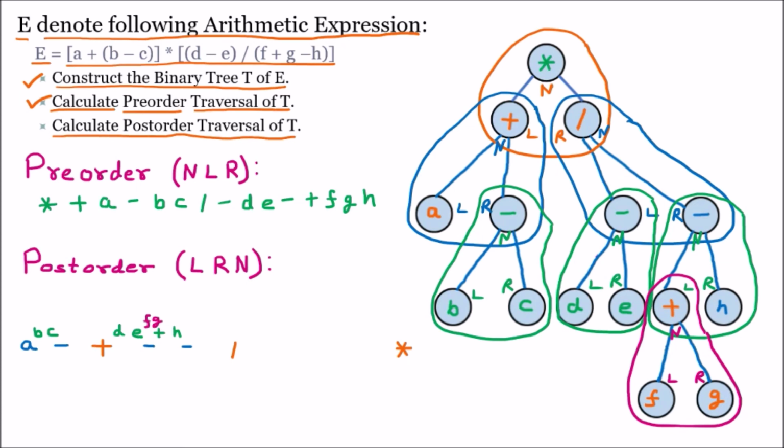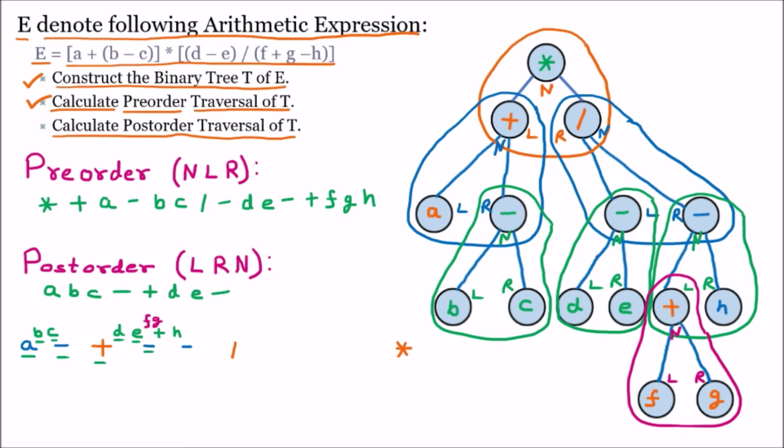So talking about the post order expression, we are having A. So starting with A, then B C. B C is written. Then minus plus. So minus plus is taken. Then D E. So D and E are taken. Then afterward we are having minus.